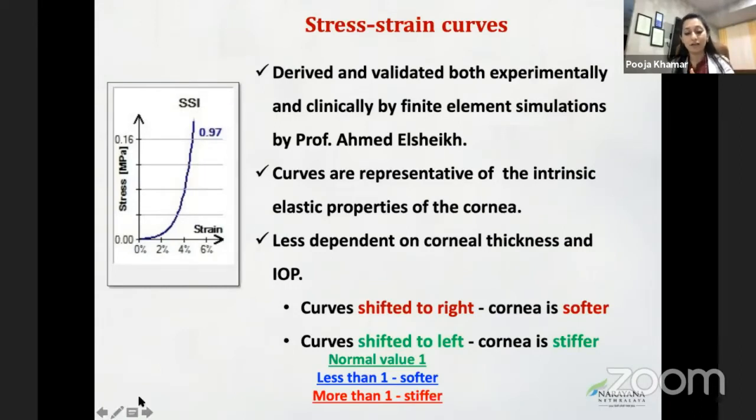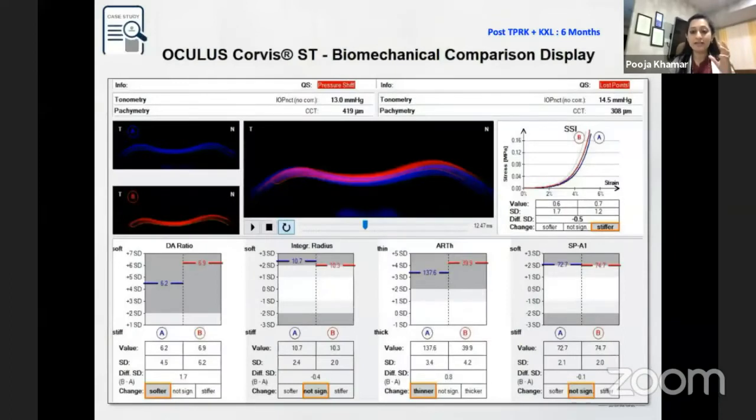Any value more than 1 means it's stiffer. But the main advantage of SSI comes in your comparisons. After your patient has been kept under observation for any condition, when the patient comes in the next time, you want to see whether he has progressed or not, or whether you are trying to compare the LASIK outcomes or the cross-linking outcomes.